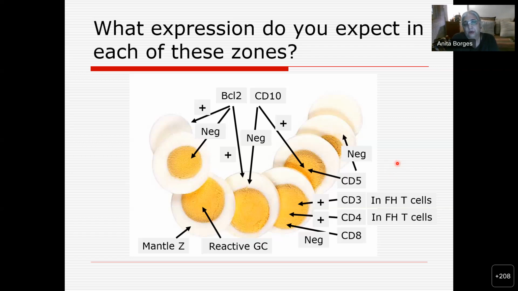All right. What should CD5 be in the germinal center? Come on, folks. What should it be like in the germinal center? Everybody's saying negative. Somebody said positive. Somebody said focal. CD5 is a, come on now, what is it? It's a T cell marker. So if CD3 is going to be positive in follicular helper T cells, why shouldn't CD5 be positive in follicular helper T cells? Of course it is positive. So it is positive in follicular helper T cells.